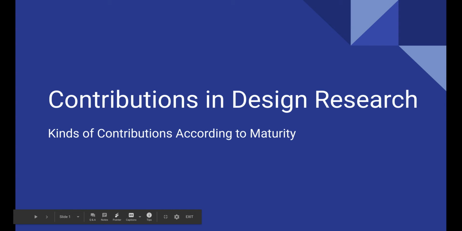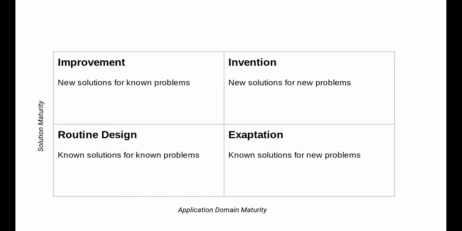This presentation is about the classification of contributions in design research that takes into account how innovative or radical these contributions are. A design science contribution can take several different forms depending on how innovative it is and in what ways it is innovative. For example, it can be a radical innovation or a minor modification of an existing artifact.